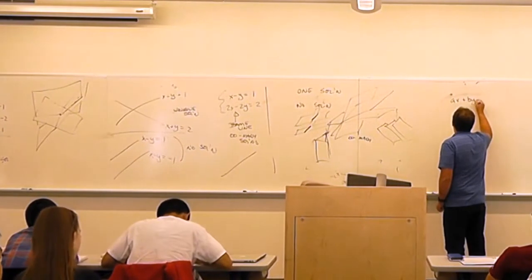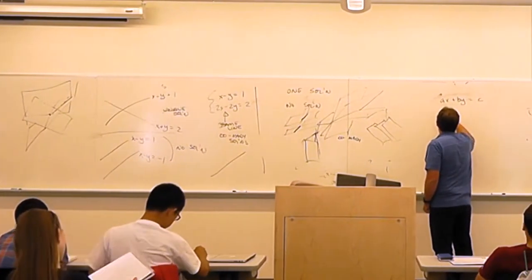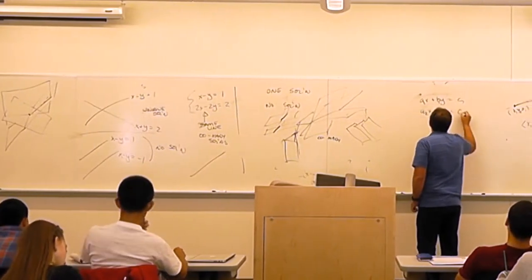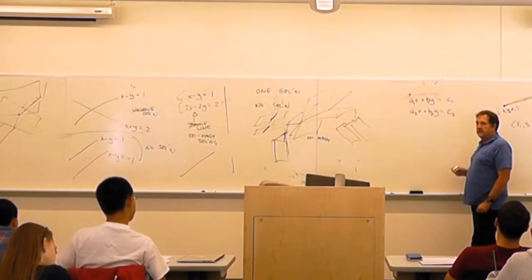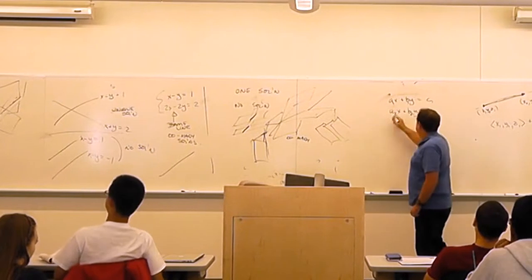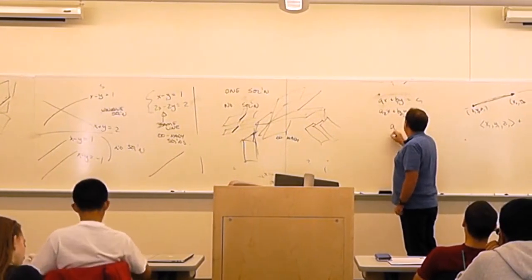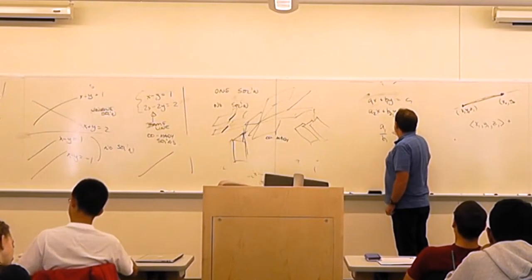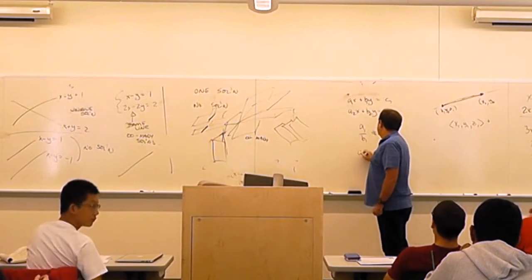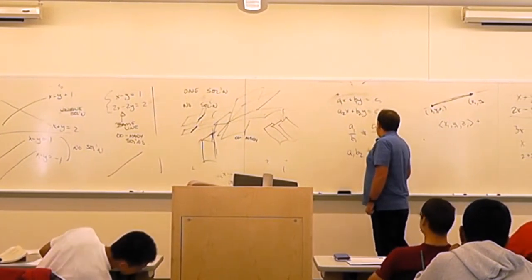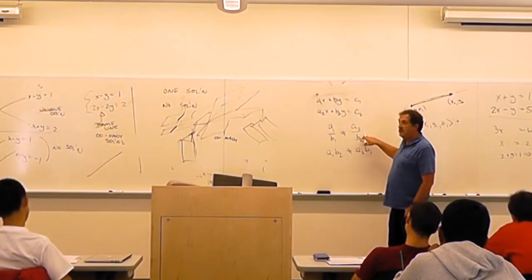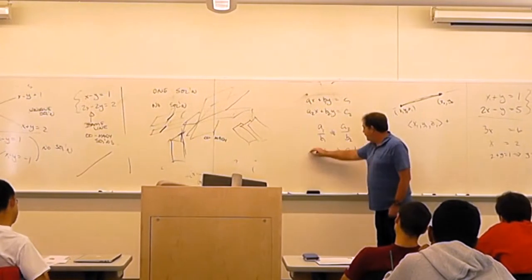A1X plus B1Y equals C1, A2X plus B2Y equals C2. Here, if we look at the slopes, if the slopes are different, we have a unique solution. So if A1 over B1 is not A2 over B2, or better yet, A1B2 is not A2B1. The reason this is a better form is because maybe one of them is zero. If one of the B's is zero, we have a problem. So this is a better condition.